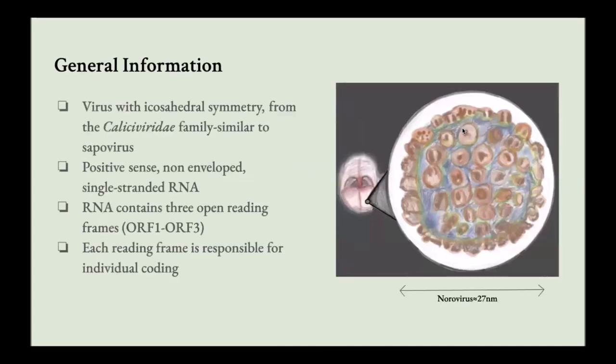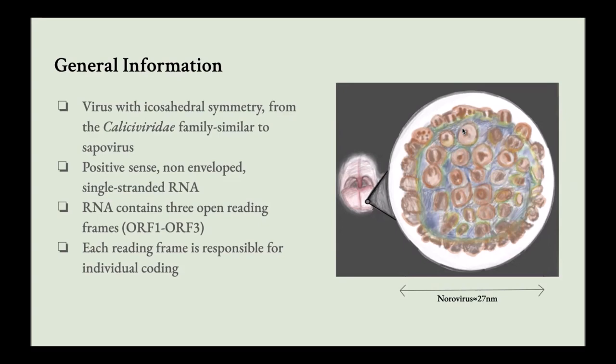All right, today we're going to be talking about norovirus. Norovirus is a virus with icosahedral symmetry, and it comes from the Caliciviridae family. One relative it's most notably similar to is the sapovirus, which also causes acute gastroenteritis, similar to norovirus.